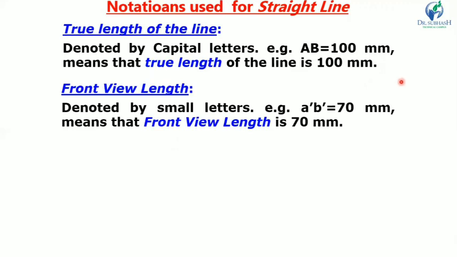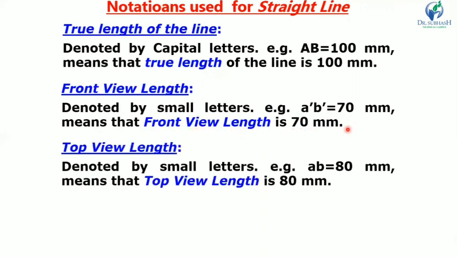Then the front view length, also known as the elevation length. The front view is always denoted by small letters with a dash. So if a dash b dash is equal to 70 mm, it means the front view length, or elevation length, is 70 mm. Top view length. The top view is denoted by small letters without a dash. So if ab is equal to 80 mm, it means the top view, or plan length, is 80 mm. The top view is also known as the plan.